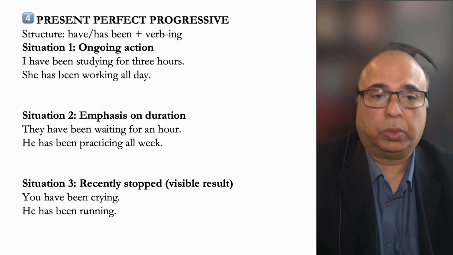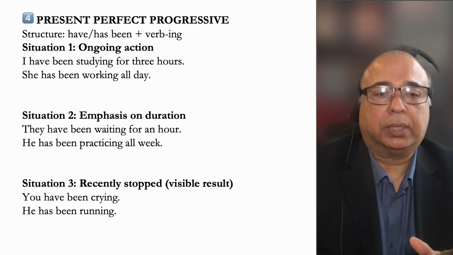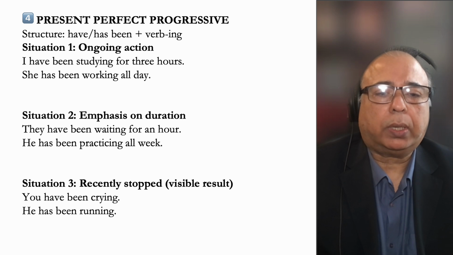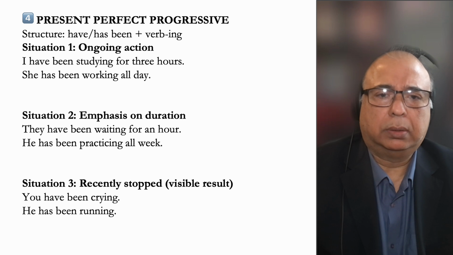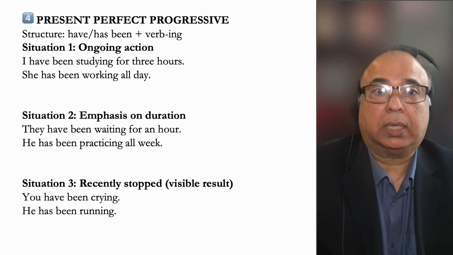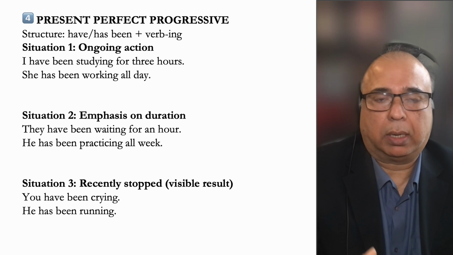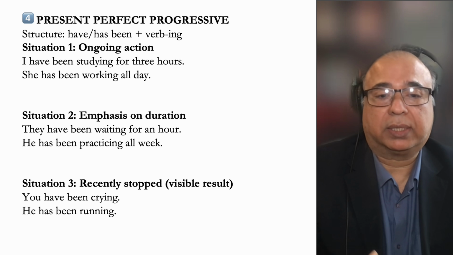Another situation in which we use present perfect progressive is to emphasize duration, a length of time. They've been waiting for an hour. I have been waiting for you for 2 hours. Where have you been? He has been practicing all week. Maybe he's a tennis player, or maybe he's practicing for a job interview. He has been practicing all week.